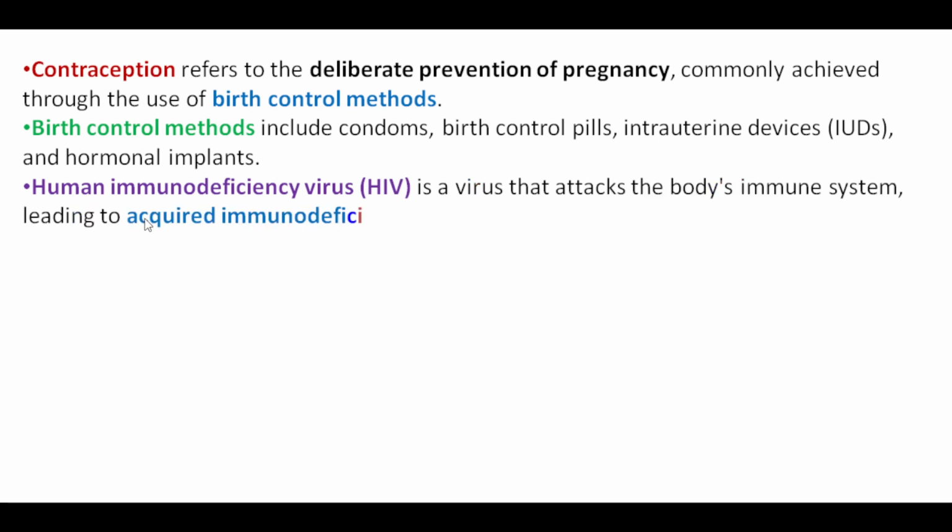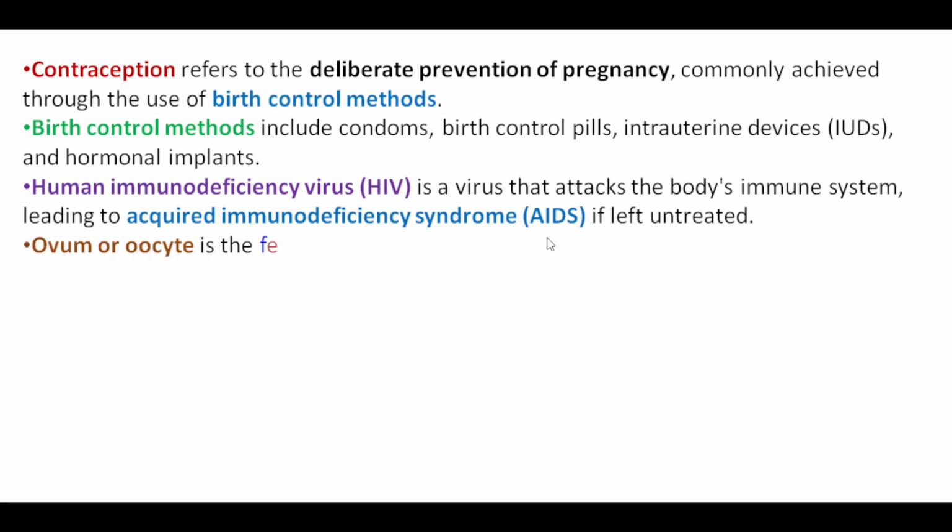Human immunodeficiency virus, which we call HIV, is a virus that attacks the body's immune system, leading to acquired immunodeficiency syndrome, which we call AIDS, if left untreated. Ovum or oocyte is the female reproductive cell. It is the largest cell in the human body.